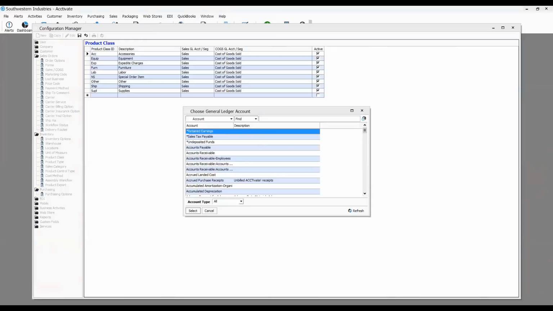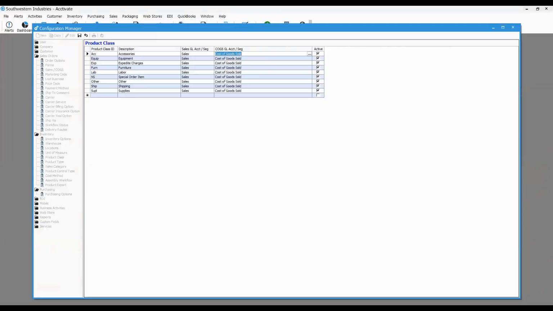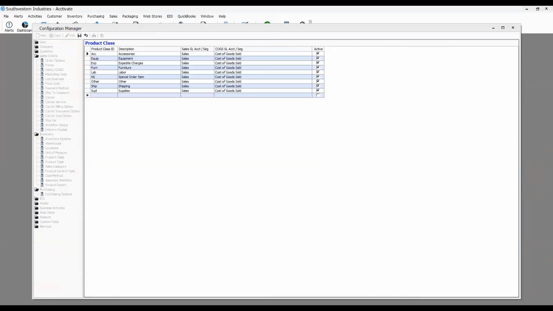I'm just picking some of these. The reports that I just showed are ones that I've built. They're not standard. You can find a consultant, or I can talk to Acctivate about making them available.